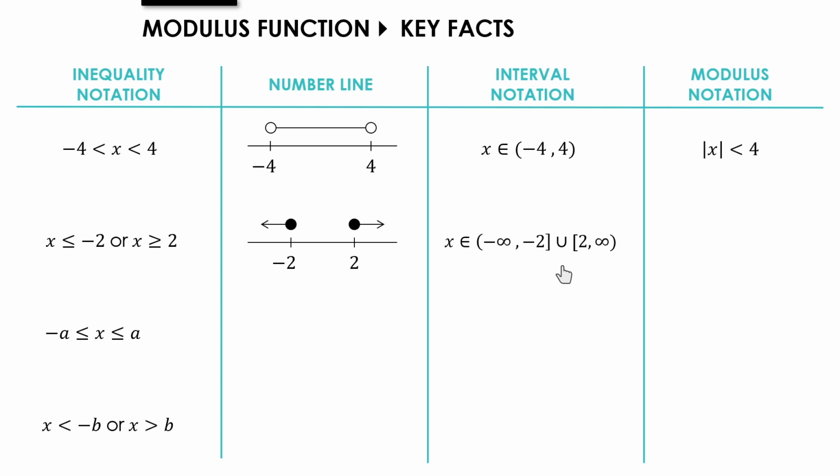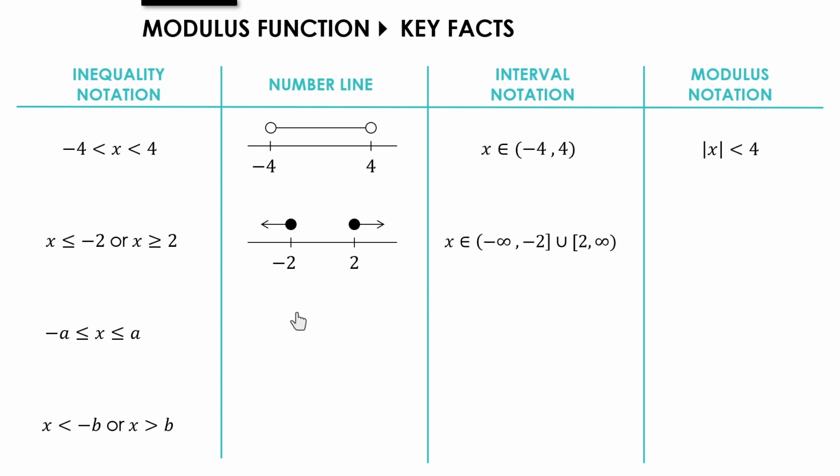As x can be in either of these regions, we link them using the union symbol, which we're essentially using in place of the word or. So the way we could read this out is x is a member of a set that contains all the values between minus infinity and negative 2, or the set containing the numbers between 2 and infinity.